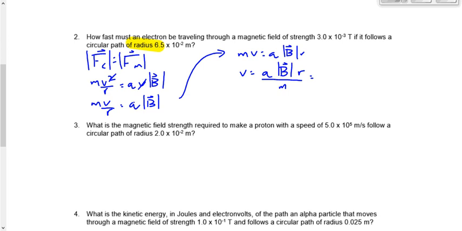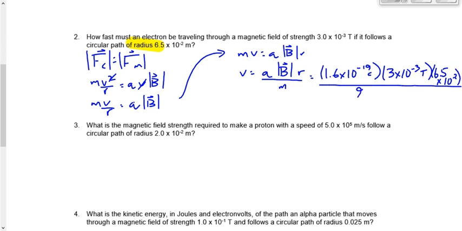So we're going to say the charge of the electron is 1.6 times 10 to the negative 19. It's actually negative, but as you know, we always drop the sign. B is 3 times 10 to the negative 3. Is that a strong or weak magnetic field? The Earth is 10 to the minus 5. A bar magnet is usually 10 to the minus 2. So I'd say kind of weakish, but kind of in between, right? R is 6.5 times 10 to the minus 2. Divide that by the mass of the electron, 9.11 times 10 to the minus 31.